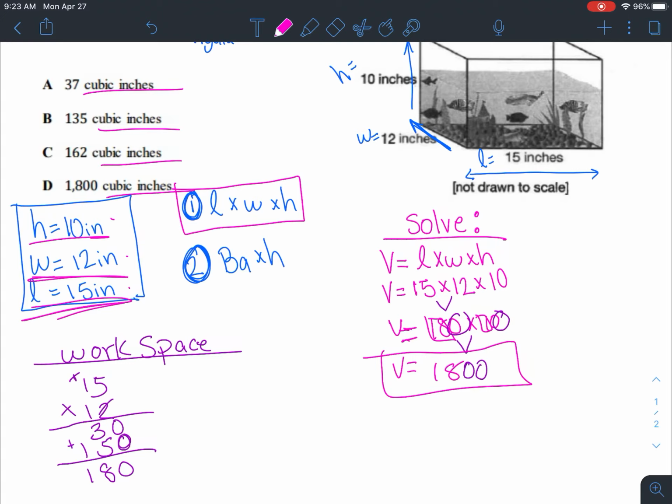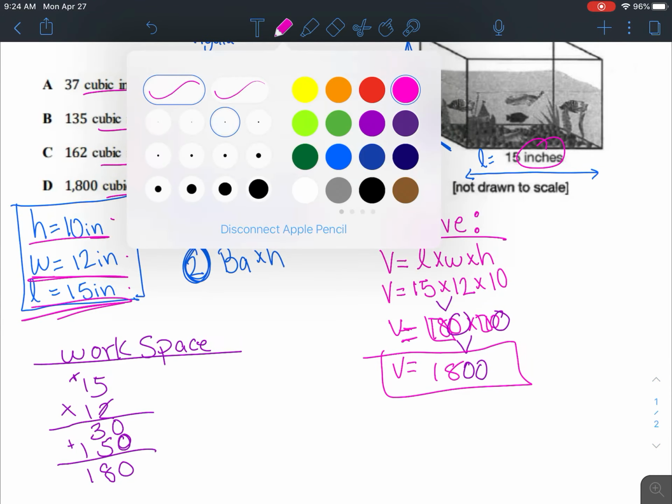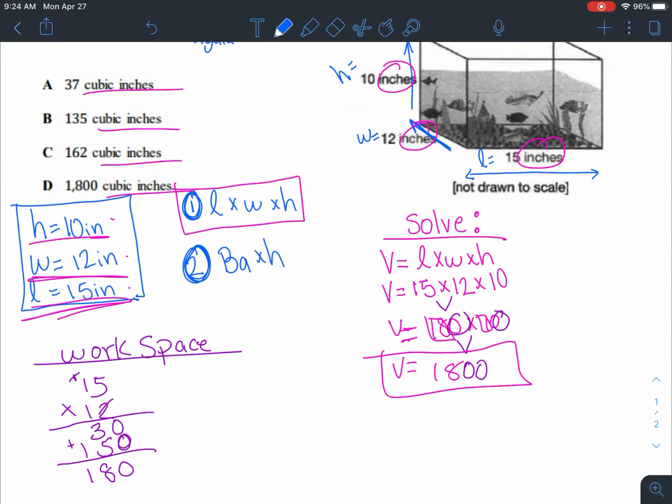Let's go back to our diagram. I'm noticing that all of the dimensions are actually labeled in inches. So I know that it would be 1,800. And since this is volume, it would be cubic inches. Let's take a look at our answer choices. And I'm noticing that my answer is D, 1,800 cubic inches.